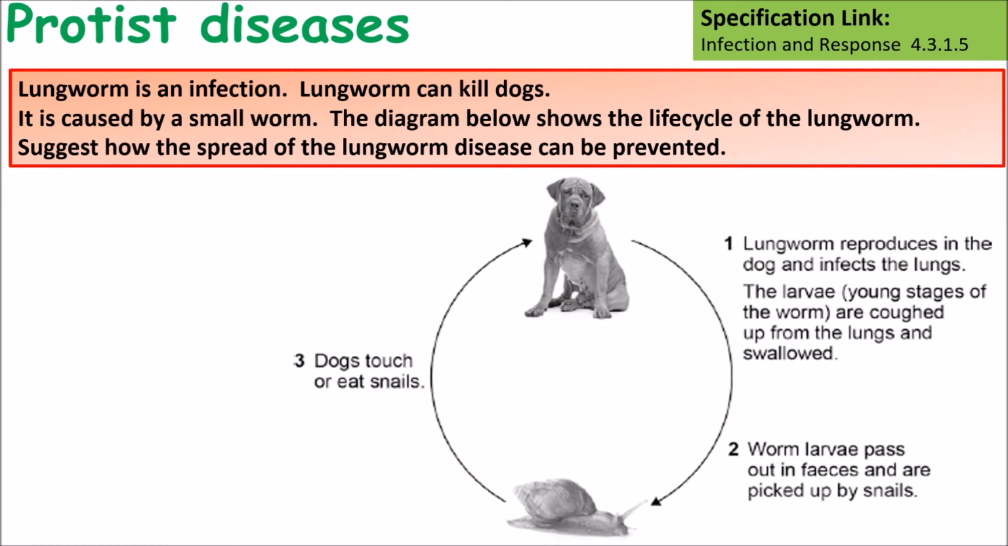An example of a question that might involve protists says: lungworm is an infection, and lungworm can kill dogs. It is caused by a small worm. The diagram below shows the life cycle of the lungworm. Suggest how the spread of lungworm can be prevented. You can see there it goes from the dog, it can then pass into snails, and when the dogs touch or eat the snails, they become reinfected.